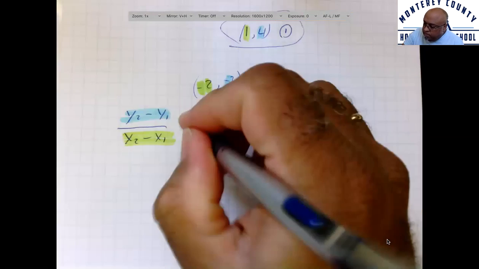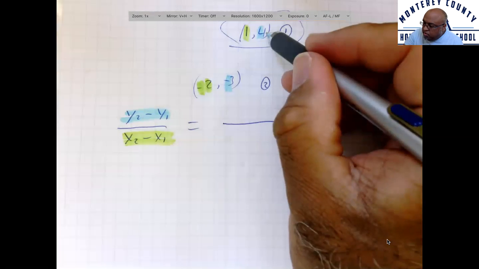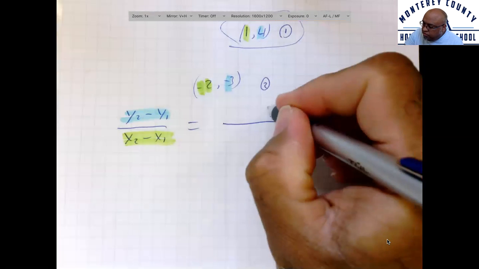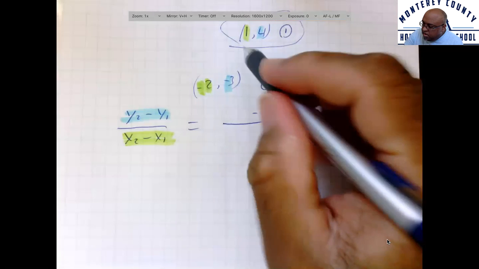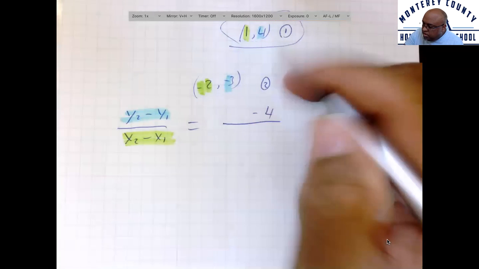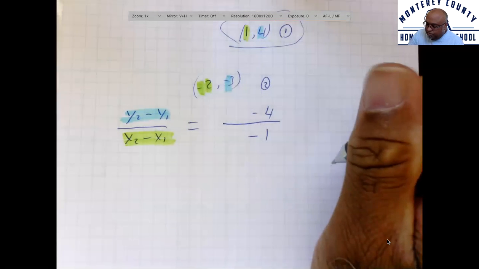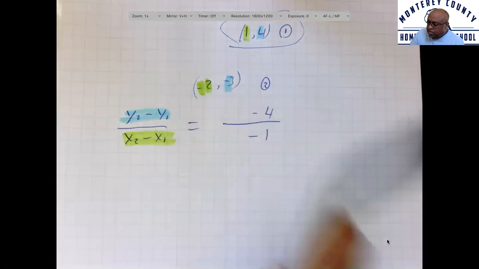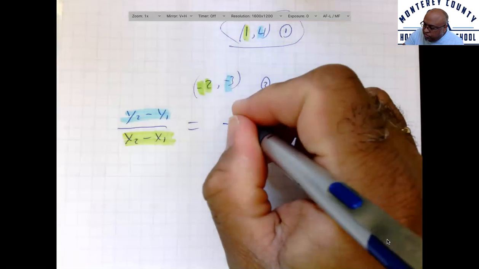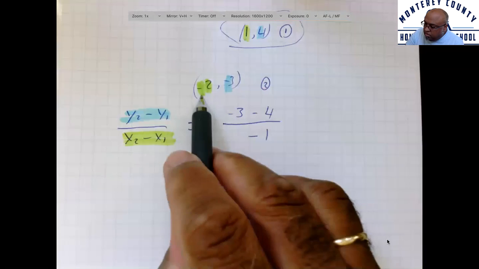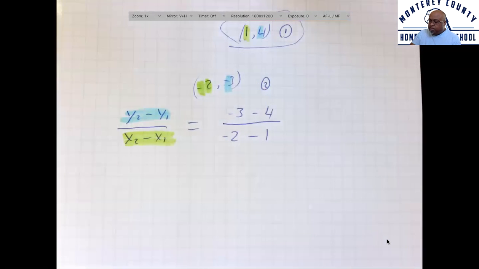So I'm going to go ahead and rewrite my equation here. My y sub 1 is 4, my x sub 1 is 1. Now, let's go to 2. My y sub 2 is negative 3, and my x sub 2 is negative 2. Okay?